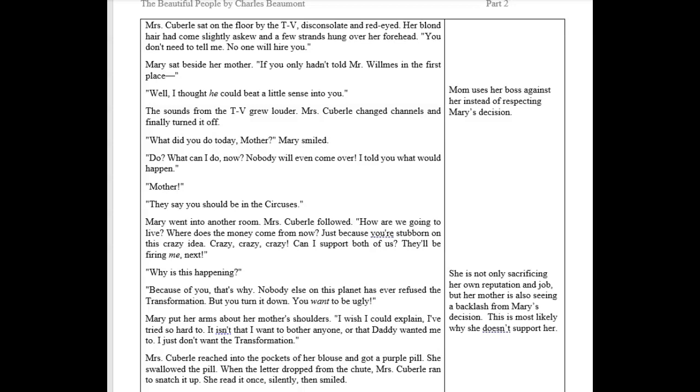So in this case, we find out that her mother has called Mr. Wilmes to try to talk to her and try to talk her out of her decision. So she doesn't respect this decision that Mary has made, and she's finding it very hard to accept it.